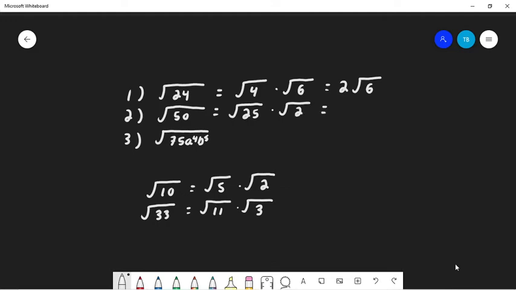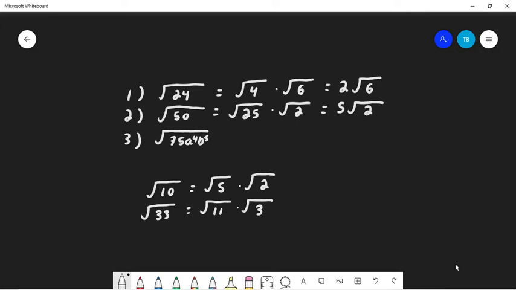And then we can break that down by taking the square root of 25, which is simply 5, and then multiplying it by the remaining radical expression, radical 2. So the square root of 50 can be rewritten as 5 times radical 2.